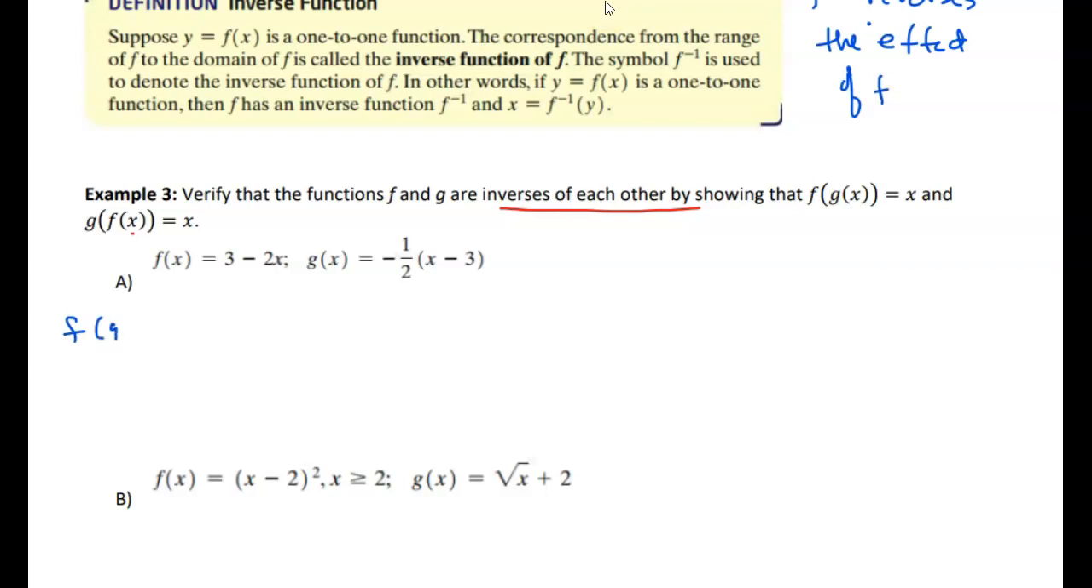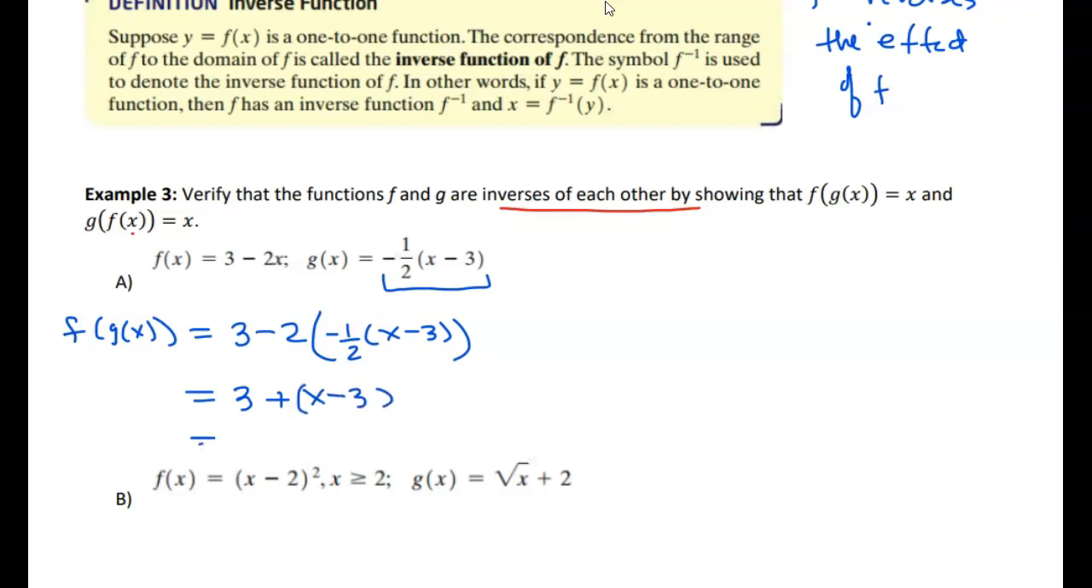So we want to find f of g of x with these two functions. So we have 3 minus 2, right? And instead of x, we plug in g of x, -1/2 x minus 3. And simplify. So we have 3 plus 2 divided by 2 is 1. So 3 plus x minus 3. 3's cancel and we get x. Okay, so good. f cancels g.